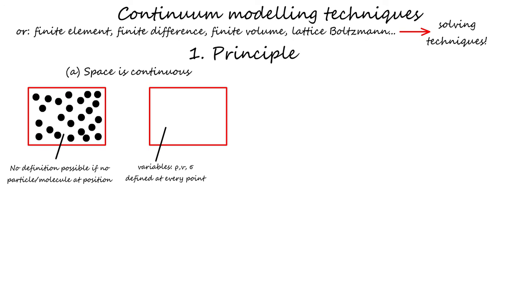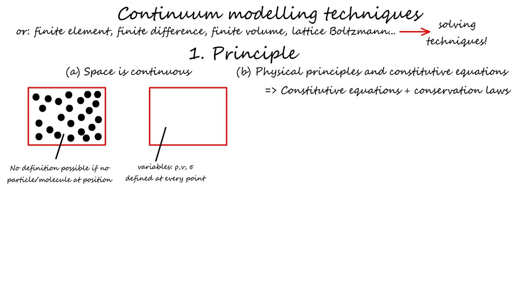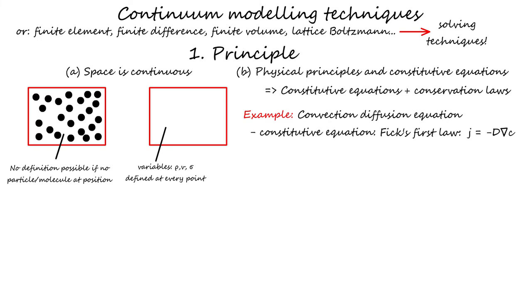Continuous models are built by combining two ingredients: fundamental physics properties, like conservation of mass, momentum, or energy at any point, and so-called constitutive equations, which link the conserved variables. We exemplify this by the convection diffusion equation. The constitutive equation, which is often empirical, is in this case Fick's law. If one combines it with mass conservation, one obtains the convection diffusion equation.